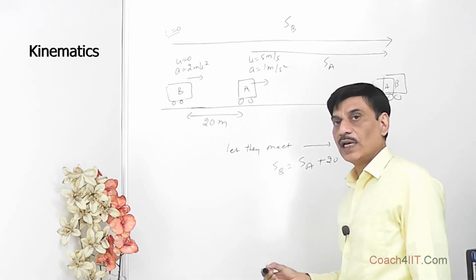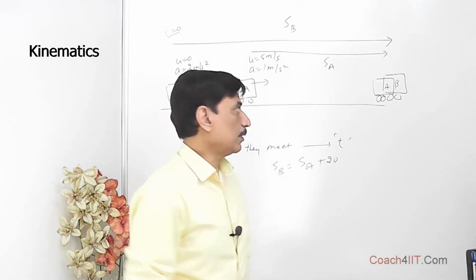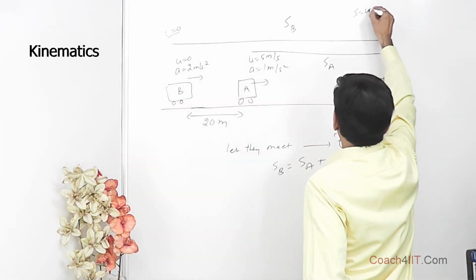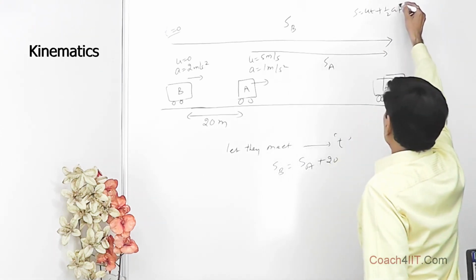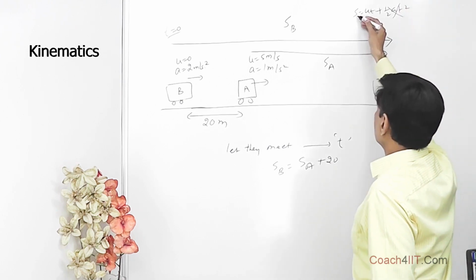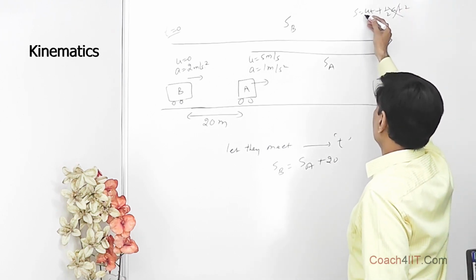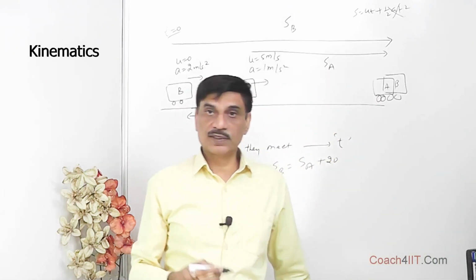Rest is we can use directly S is equal to ut plus half a t square. If the body is moving at constant speed, then if acceleration is 0, that is the body is moving at constant speed or velocity, then a becomes equal to 0 and the distance assumes the formula distance is equal to speed into time. Otherwise, if there is acceleration, we can use S is equal to ut plus half at square.